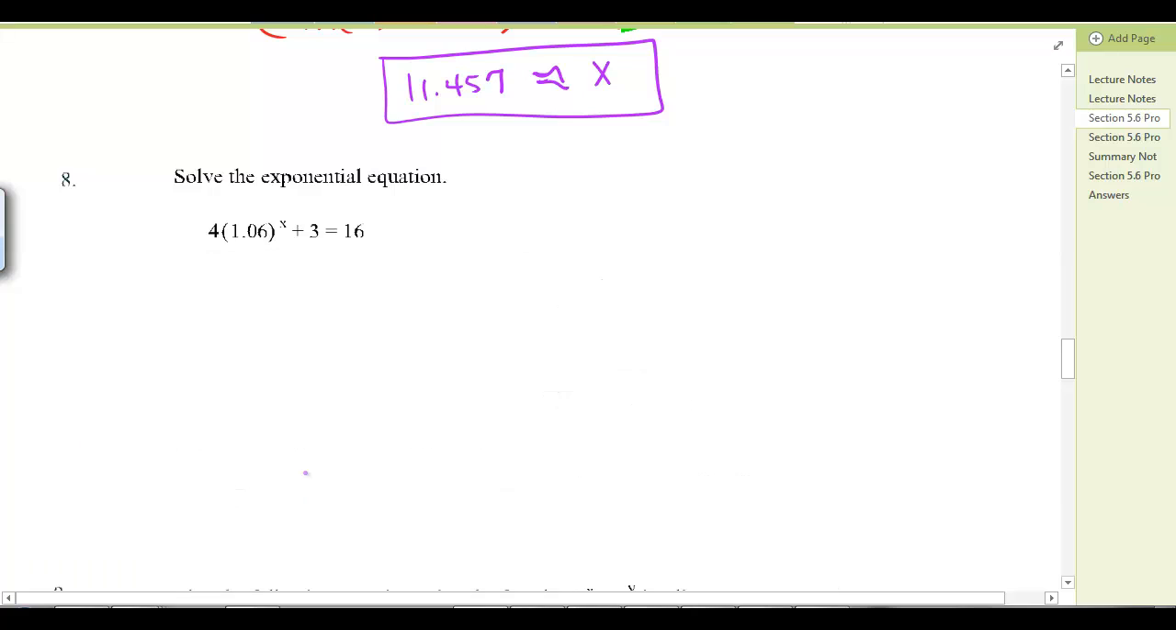All right, let's look at number 8. All right, we're going to divide both sides by, well, first we're going to get rid of this 3 on both sides. So we've got 4 times 1.06 to the x equals 13. Then I'm going to divide both sides by 4. So I've got 1.06 to the x equals 13 over 4.